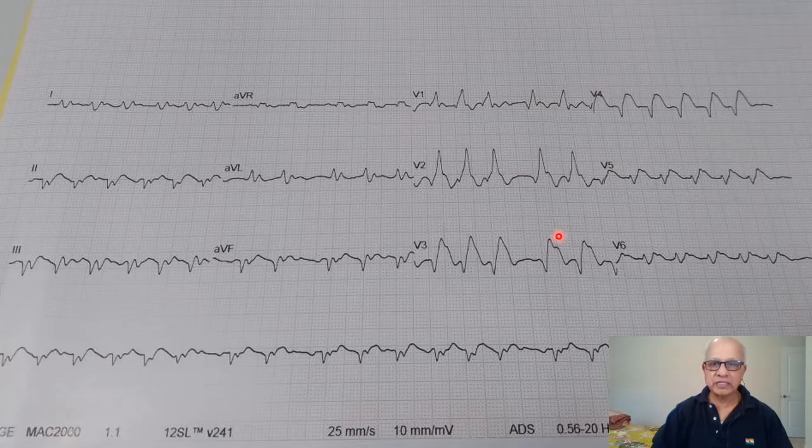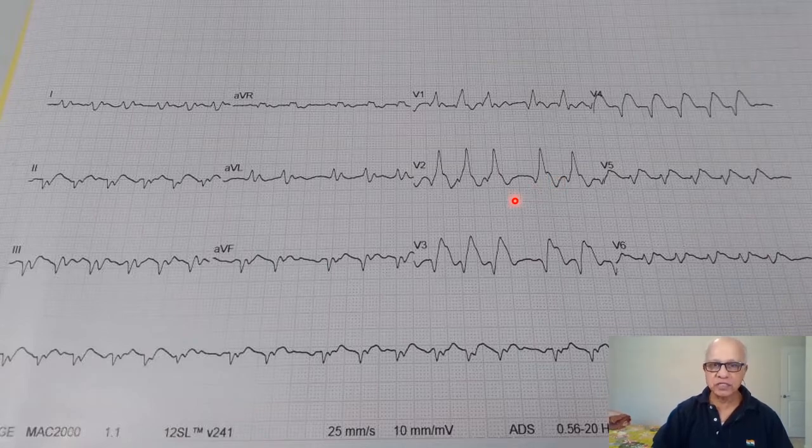Now if you look at leads V1, V2, V3 and even V4, what you see is a QR pattern, isn't it? It's better seen here, a QR pattern, and ST is elevated, right? Significant ST elevation is there, especially in V3 to V6, and it is also showing a coved upper part. The ST is coved. So this indicates an acute anterior wall myocardial infarction. Now this QR will indicate a right bundle branch block.